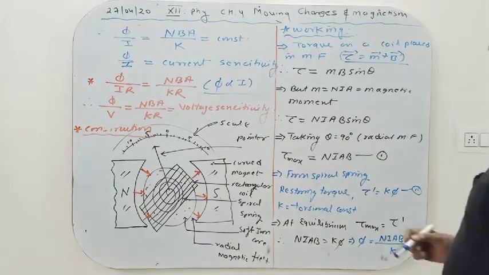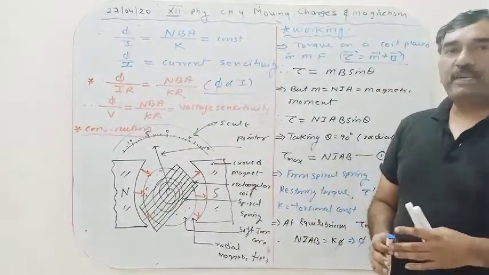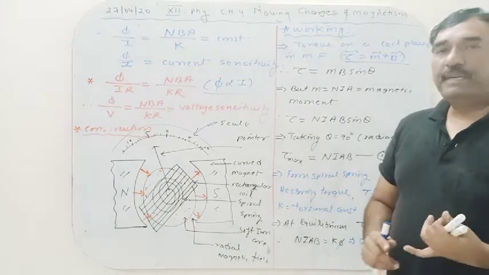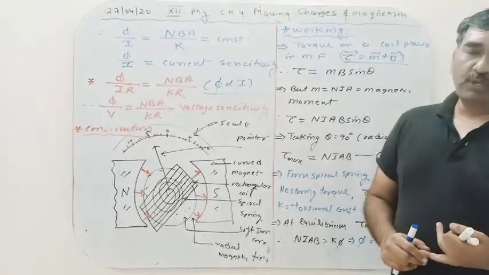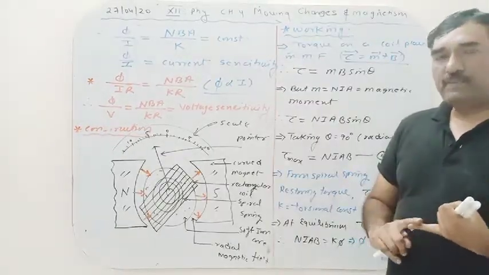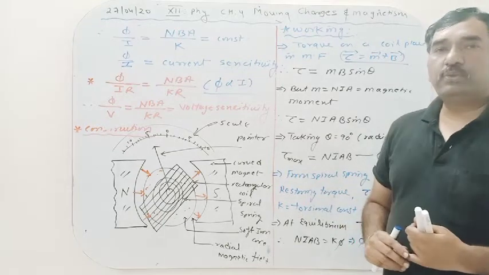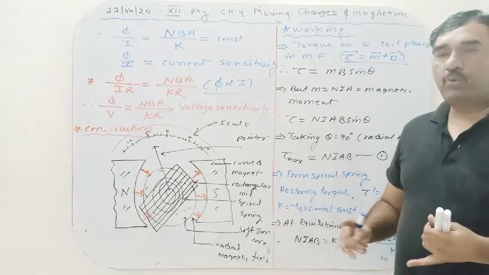I hope you are able to understand how the galvanometer works. In the next lecture we are going to learn about the conversion of the galvanometer into an ammeter and a galvanometer into a voltmeter. An ammeter is used to measure electric current and a voltmeter is used to measure voltage. An ammeter is always connected in series, a voltmeter is connected in parallel, which you already learned in junior classes. If you have any doubt regarding this topic, go through the textbook.